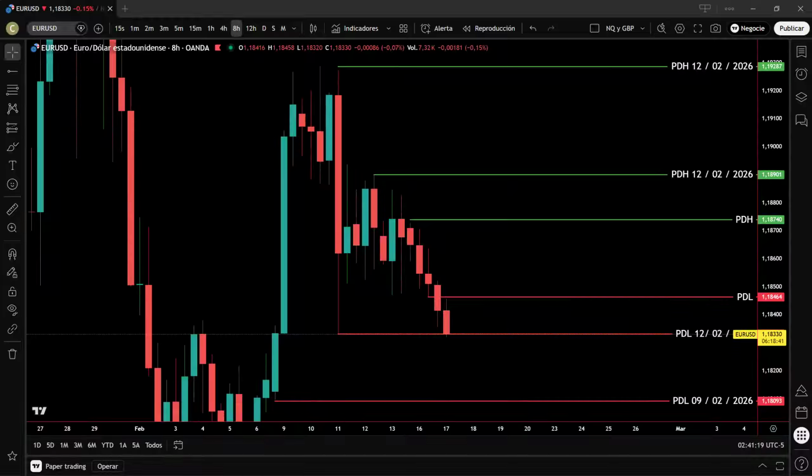Currently, EURUSD is hovering dangerously close to the 1.1830 level. The lack of a significant bullish reaction after sweeping the previous lows suggests that the selling pressure has not yet peaked. The next logical target for this expansion move is the February 9th PDL zone, located at 1.1809, where we expect to see if institutional demand emerges or if the displacement continues with the same intensity.